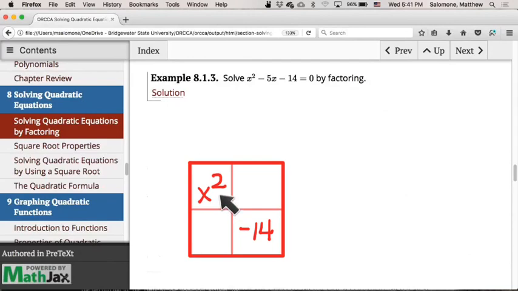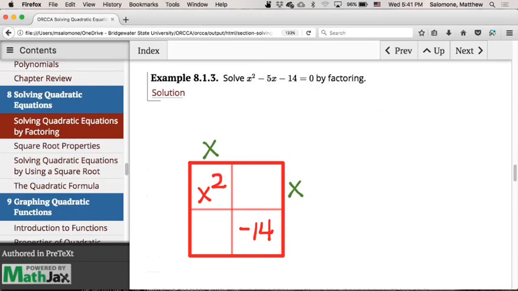I look at the x squared and say, well, what can I multiply together to give me an x squared? Well, the answer to that, whenever we're factoring something, is usually just x times x. That gives me x squared. And then I would ask, what can I multiply by what to give me negative 14? And there I have several different choices.